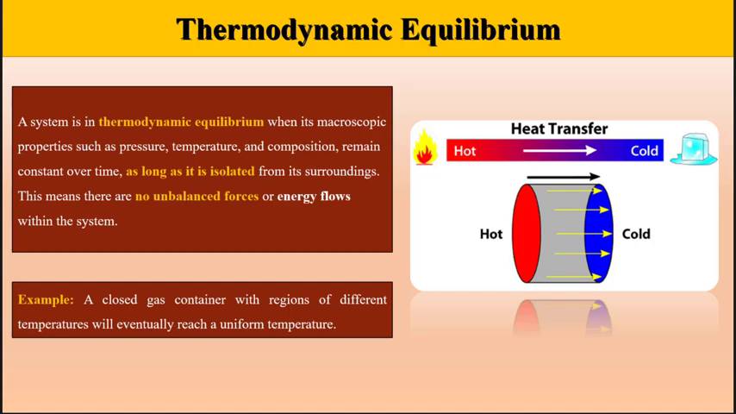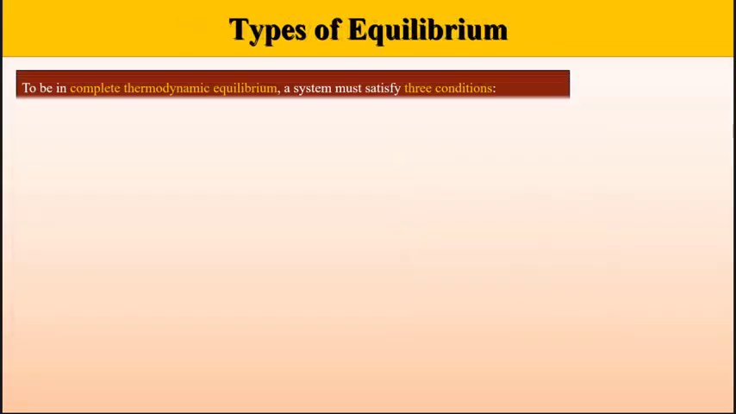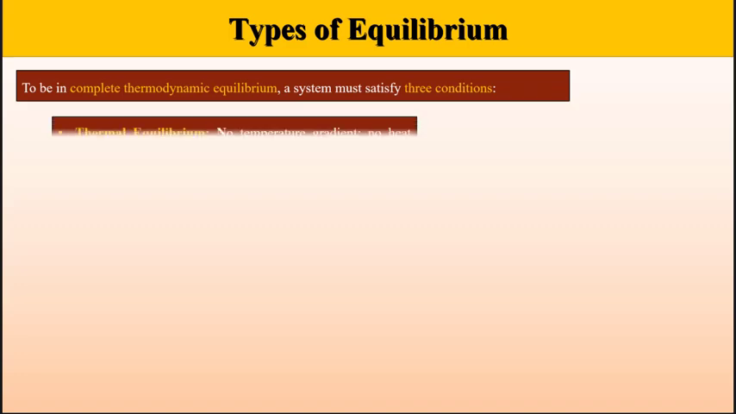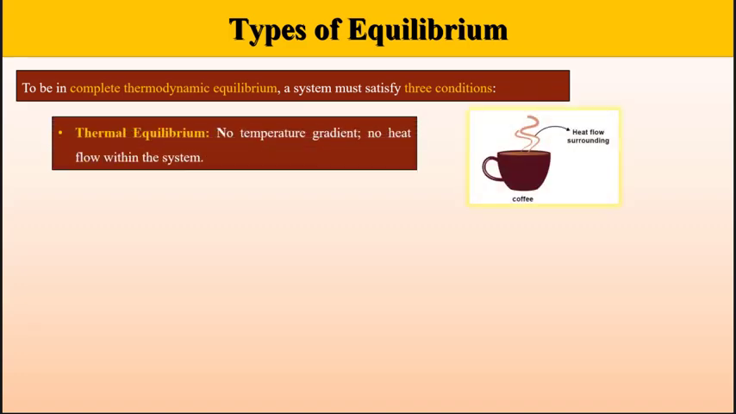Consider a closed container of gas. If different parts of the container have different temperatures, heat will flow from the hotter regions to the colder ones over time. When the temperature becomes uniform throughout the system, it reaches thermal equilibrium, which is a key aspect of thermodynamic equilibrium. To be in complete thermodynamic equilibrium, a system must satisfy three conditions.